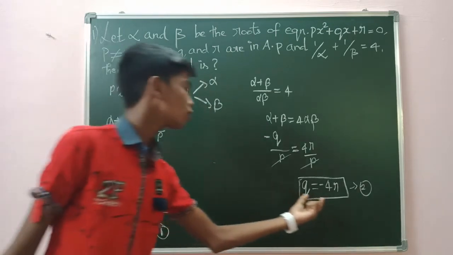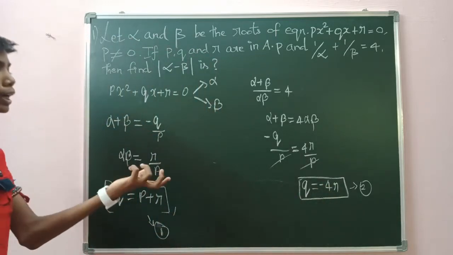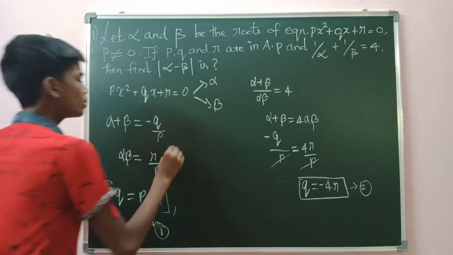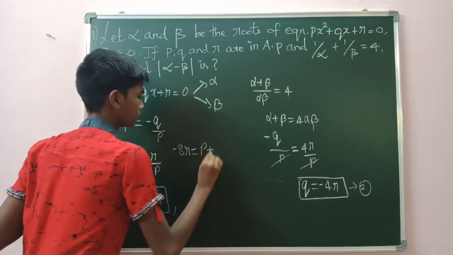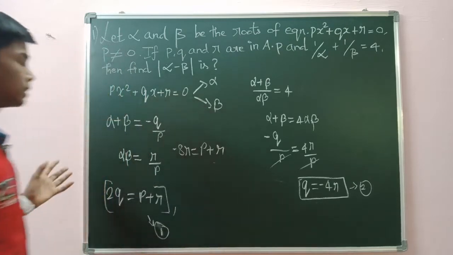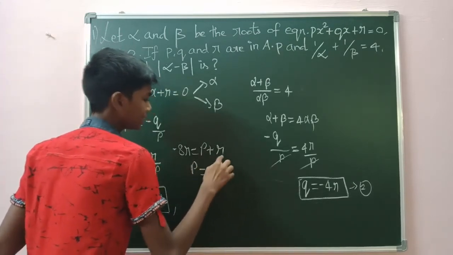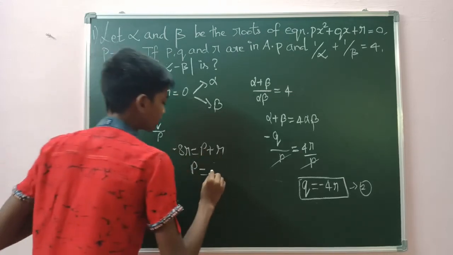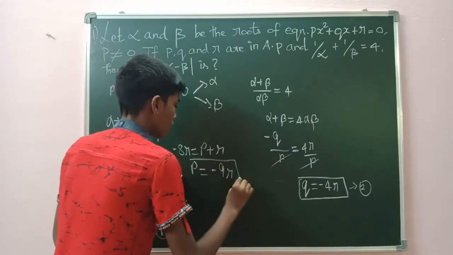That means put the value of q as minus 4r in this equation. Then you will get 2 into q, which is 2 into minus 4r, that is minus 8r, and that is equal to p plus r. So if minus 8r is equal to p plus r, then your p will be, take this r to the LHS, I'll get it as minus 9r. And that is what I got now.